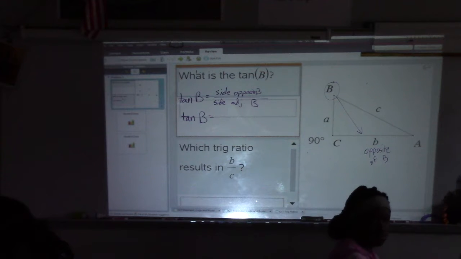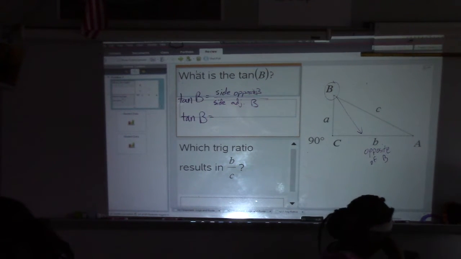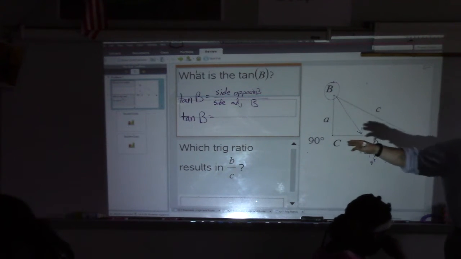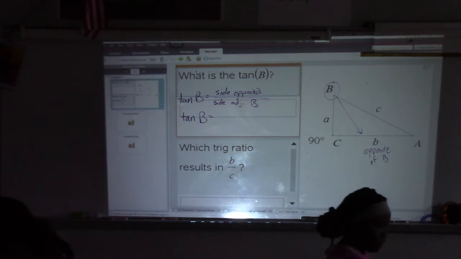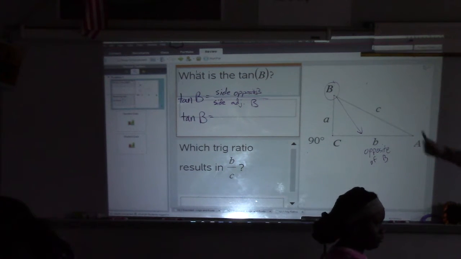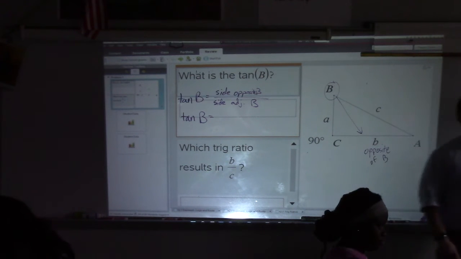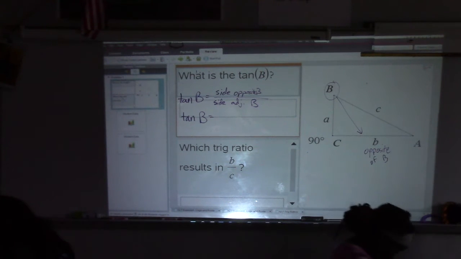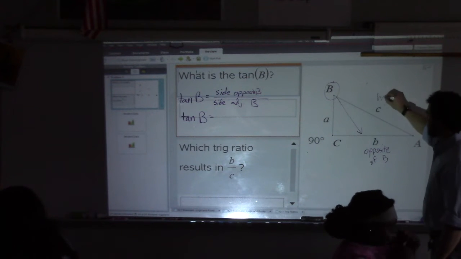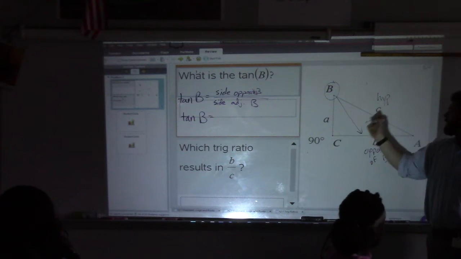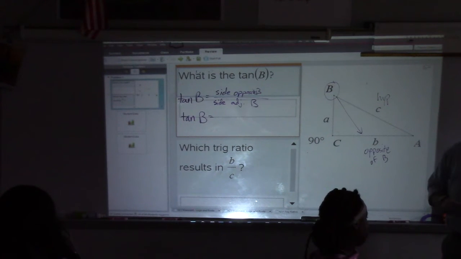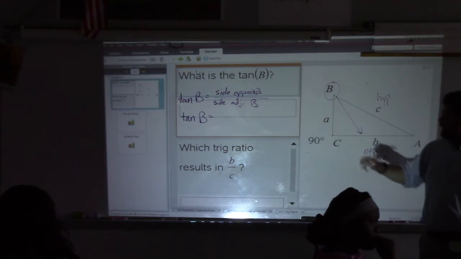Side adjacent. Wait, why is it A and not C? Because remember, Josh, what does the word adjacent mean? Next to. It means next to, right? So why is A adjacent and not C? Because hypotenuse. Which one's the hypotenuse? Small c. I see. Now, I don't see a little right symbol here, so why is this C hypotenuse? So this is the longest side. It's not just because it's the longest side. Because it's 90 degrees.